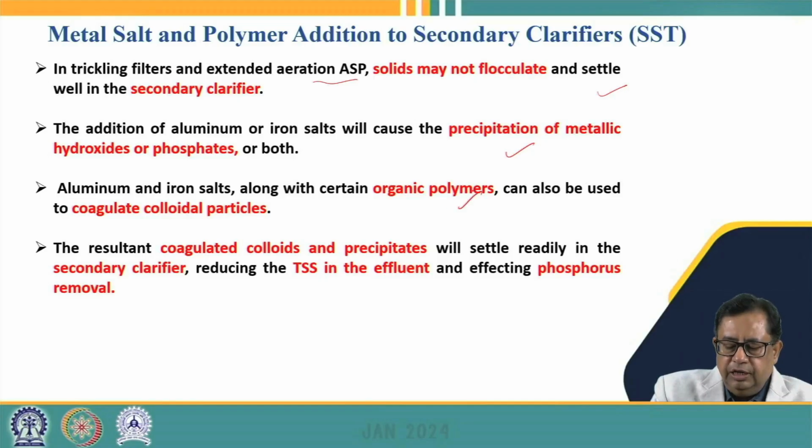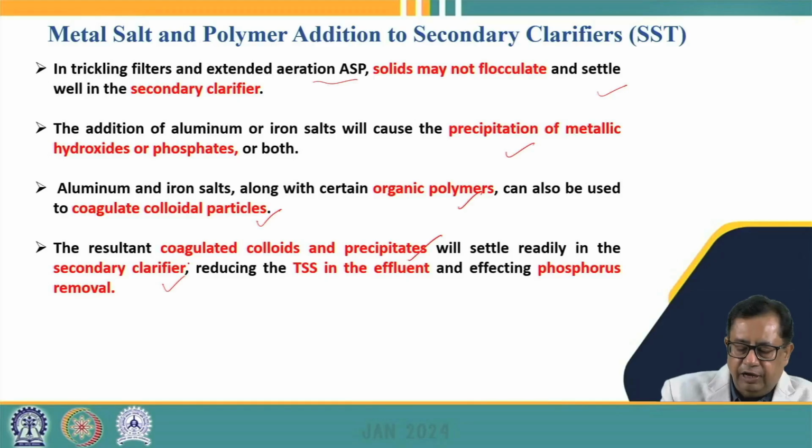We can also add certain organic polymers, which will also lead to the settlement of the colloidal particles. For example, it will lead to the coagulation of the colloidal particles as you discussed previously, and the coagulated colloids as well as the precipitates of the phosphates will settle down readily in the secondary clarifier. It can reduce the total suspended solids in the effluent, and it can also enhance the phosphorus removal from the wastewater.